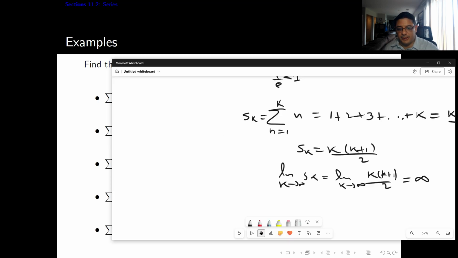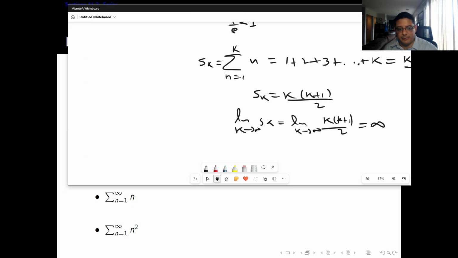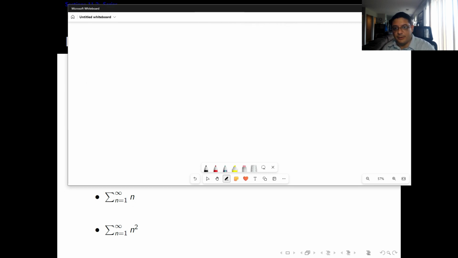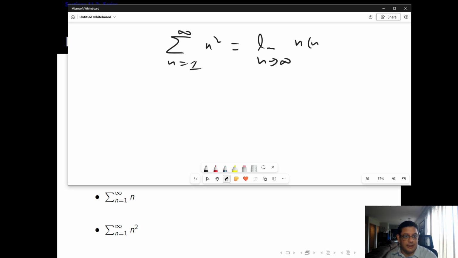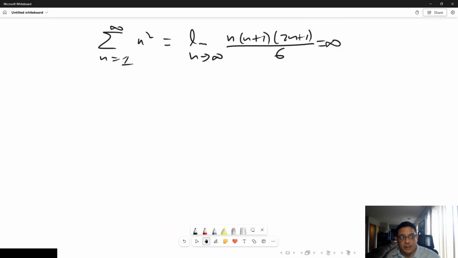Now, the last one is going to be a similar situation. We have the sum from n equals 1 to infinity of n squared. This is just like taking the limit when n goes to infinity, and we need to find the sum of the first n squares. That's going to be n times (n plus 1) times (2n plus 1) over 6. Because this is that sum, the limit is going to be infinity. So we are in the same scenario as before.